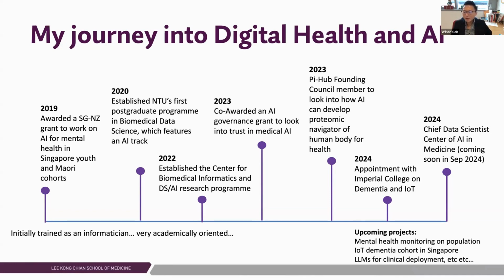As we set up these things, there will be some very interesting upcoming projects. I am involved in mental health monitoring of the population, primarily focusing on youth. I'm also working on trying to set up an Internet of Things dementia cohort in Singapore to parallel ongoing events in Imperial College. I will also be working on foundation models and large language models for clinical deployments and so on. There are a lot of interesting projects in this space.